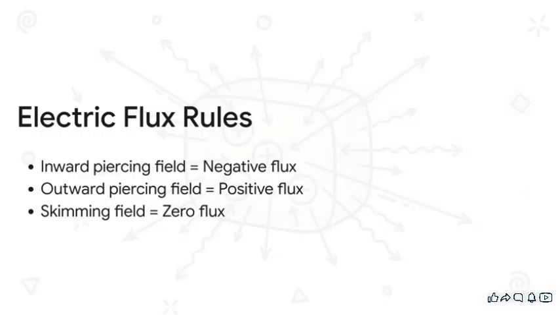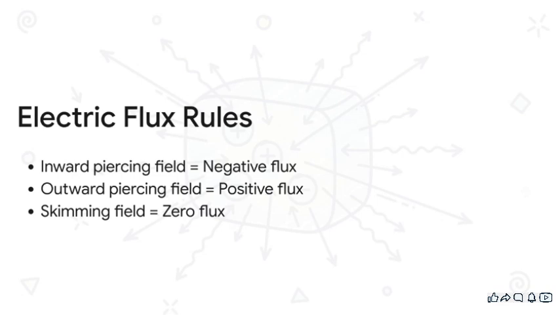Part 3, calculating electric flux. Now that our surface has a defined direction, we're ready to see how the electric field interacts with it to actually create flux. It's time to set the rules of the game. When calculating flux through a closed surface, there are exactly 3 absolute rules you need to remember, and they are beautifully simple. If the field lines pierce inward, entering the surface, that's negative flux. If they pierce outward, exiting the surface, positive flux.